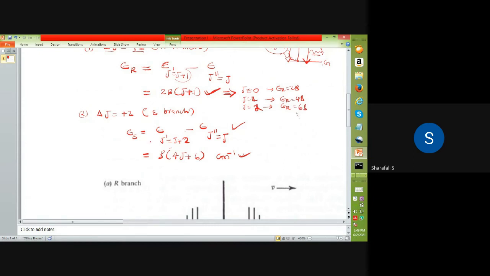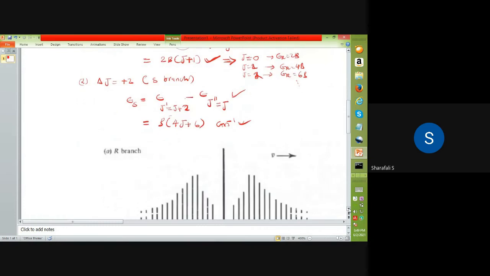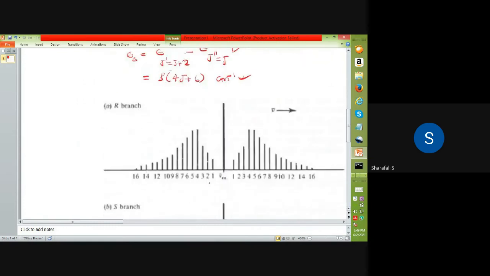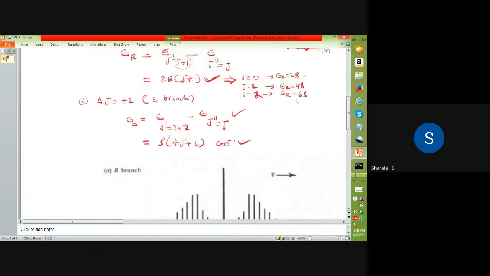So these are the spectral positions that we will get corresponding to the R branch of pure rotational Raman spectra for the symmetric top. And if you look at that spectra, we'll get it like this. All those energy levels that we are calculating in terms of centimeter inverse, you consider this as nu bar, and so on.